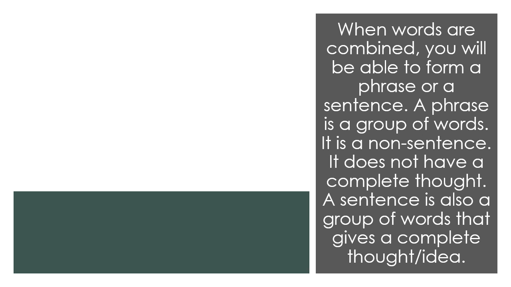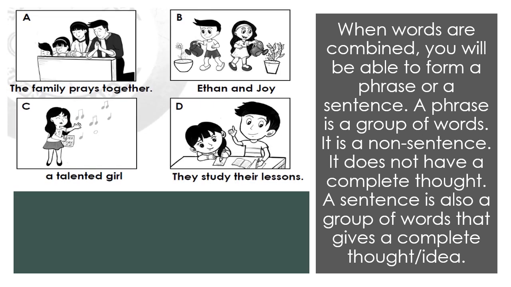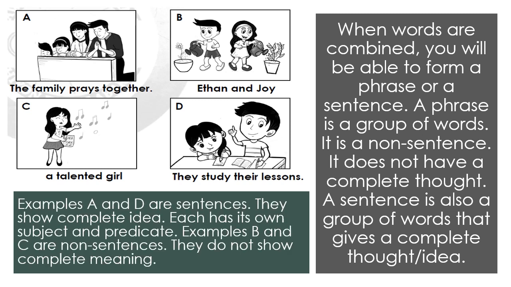When words are combined, you will be able to form a phrase or a sentence. A phrase is a group of words. It is a non-sentence. It does not have complete thought. A sentence is also a group of words that gives a complete thought or idea. Now we have here examples. The family prays together. Letter B, Ethan and Joy. C, a talented girl. And D, they study their lessons.